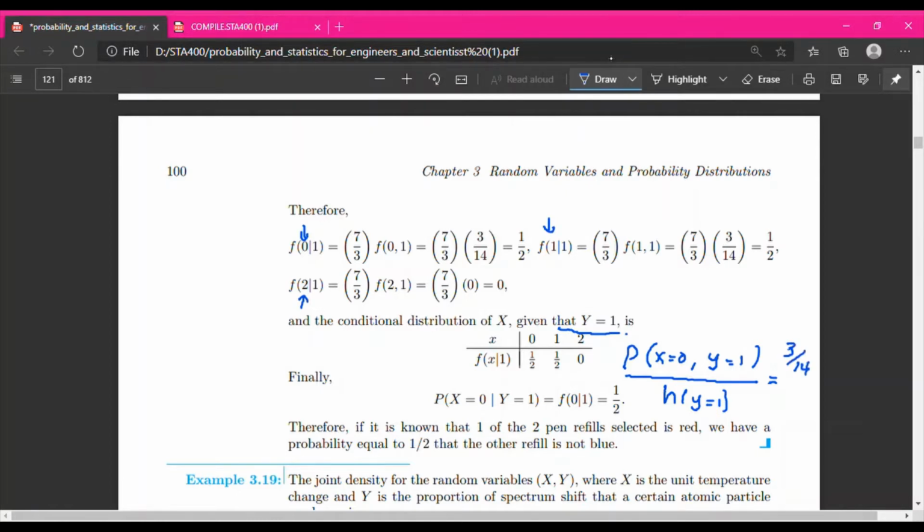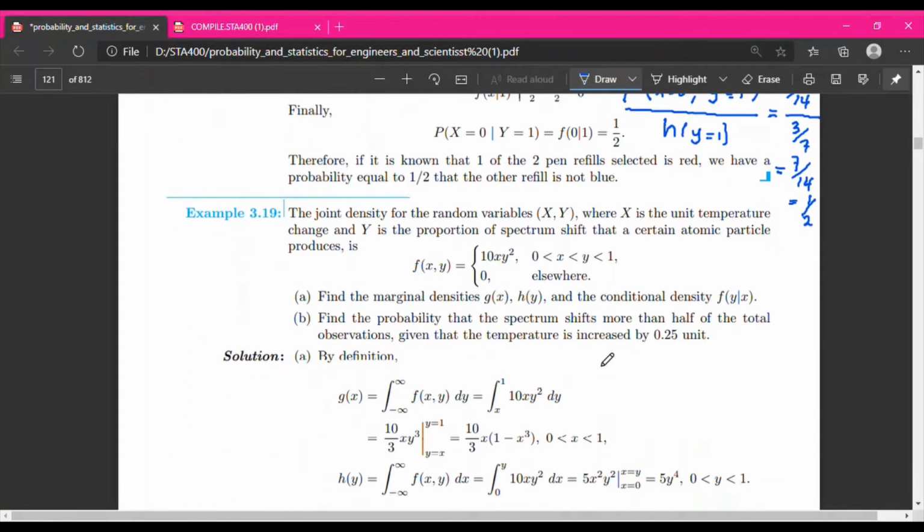This is the probability of x0, y1. You check daripada distribution table. Kan? Divide dengan marginal of y equal to 1. Marginal of y equal to 1 adalah 3 over 7. So, last kali you akan dapat 7 divided by 14 ataupun 1 over 2. Okay. So, that is the way how to find the conditional distribution untuk discrete.